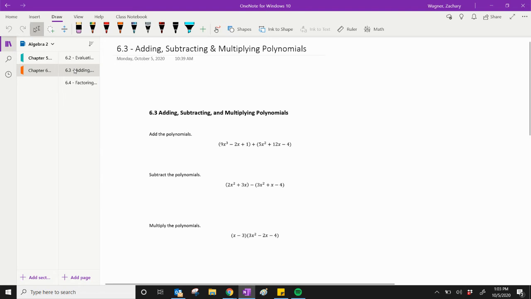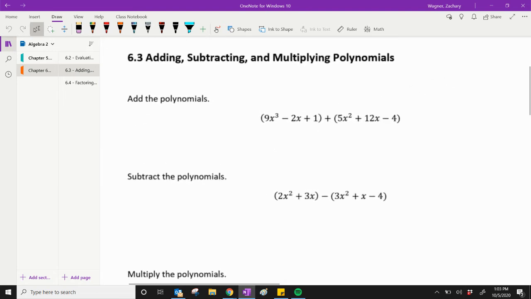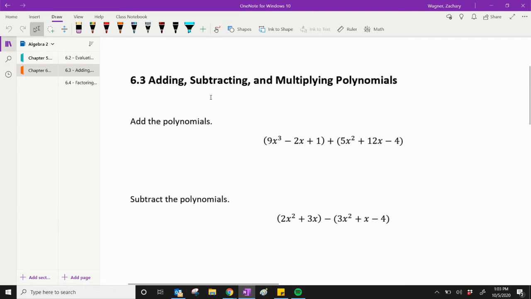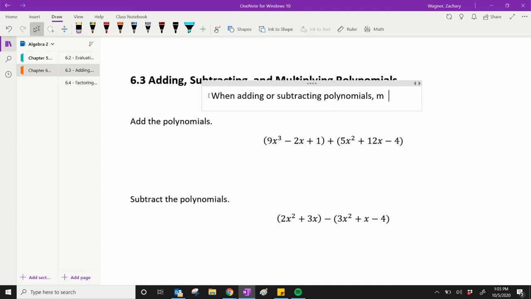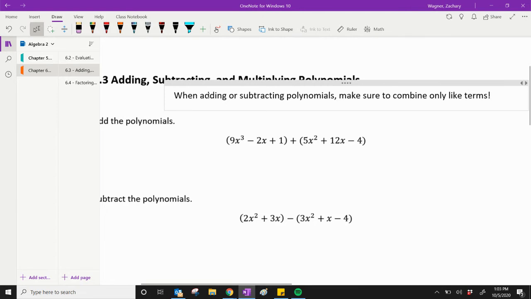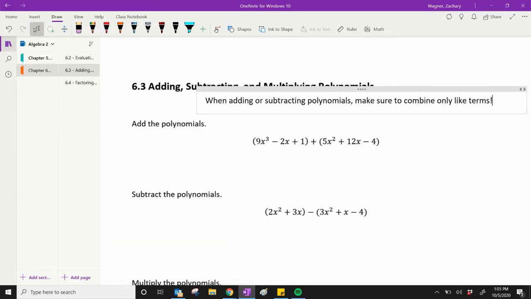Move on. We're going to get adding and subtracting of polynomials. The first thing that's huge here, make sure when adding or subtracting polynomials, to combine only like terms. You cannot combine terms with different degrees, only terms with the same degree. That's very huge. What I mean by that is when you have a cubic term, 9x cubed, it can only be combined with other cubic terms.